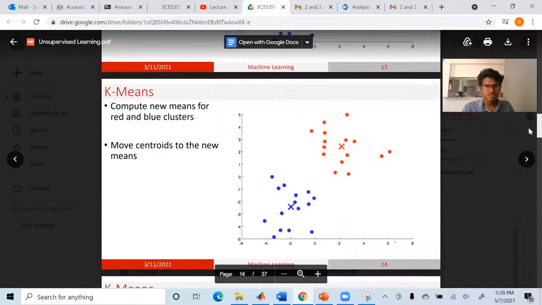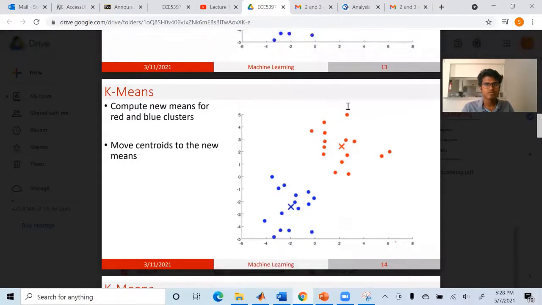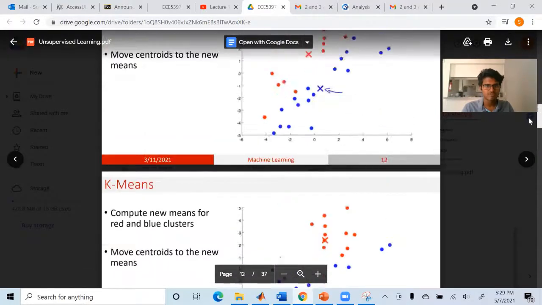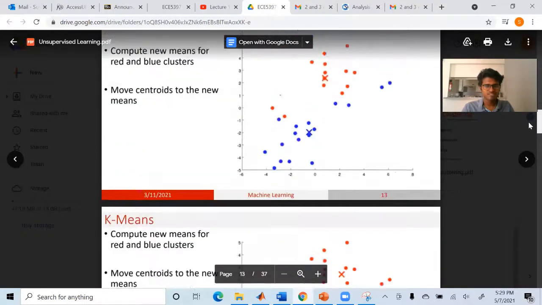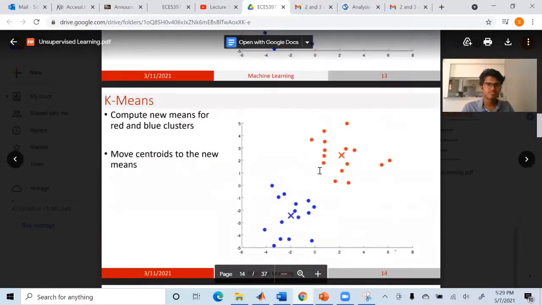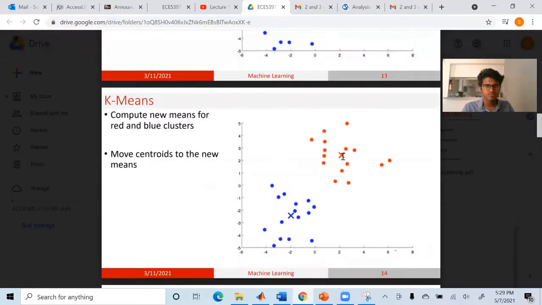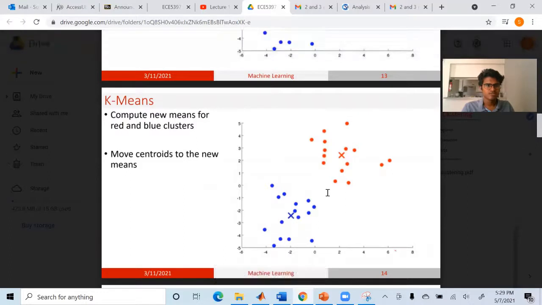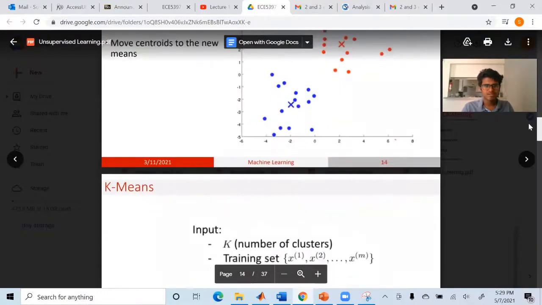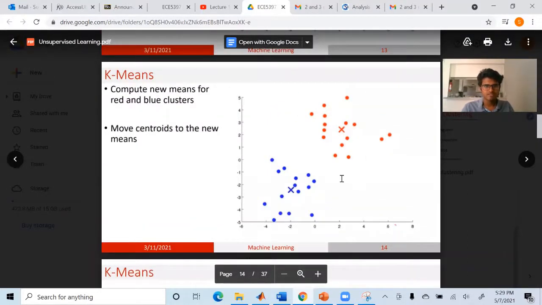The next step is to compute the new means for the red and blue clusters. Now we consider these clusters, red and blue, and find their means, exactly what we did earlier. When we consider the means here, the centroid would further move into the cluster, and similarly here. So this is how we do k-means clustering classification.